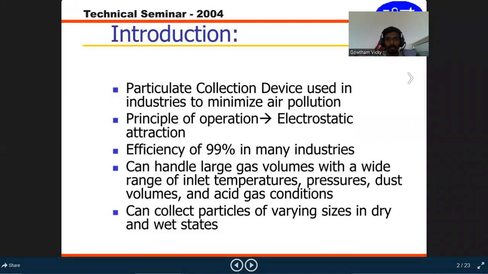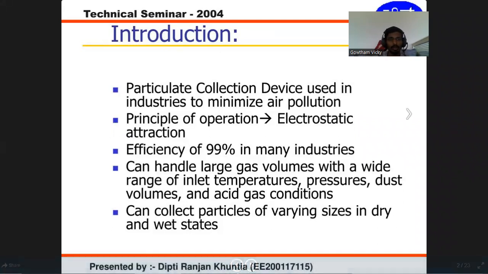So the next topic is particulate collection, that is, ESP, the electrostatic precipitators. The electrostatic attraction is what is meant by particulate collection. The introduction to the ESP: it is a collection of devices used in industries to minimize air pollution.